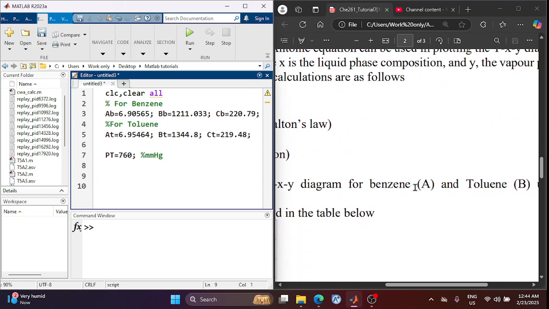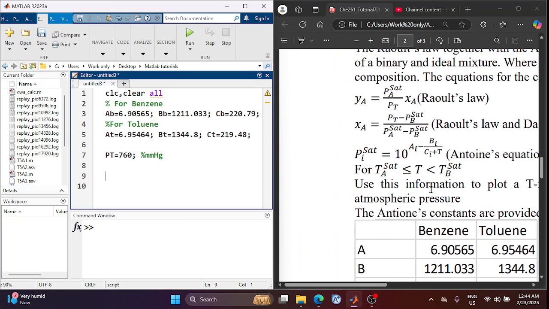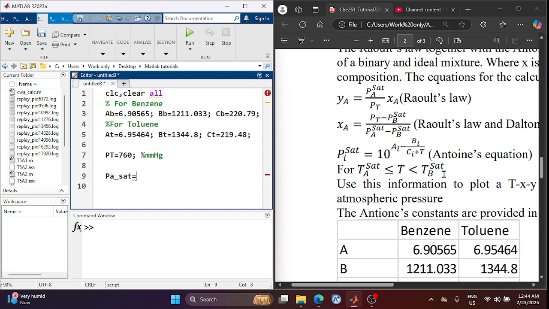So the question told us that A was for benzene, B was for toluene. So let's write out each of them. If I want PA sat, this is going to be equal to the expression here, 10 to the power A for benzene minus B for benzene over C for benzene plus T.